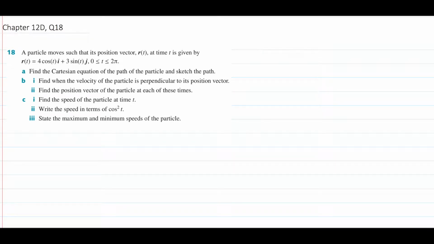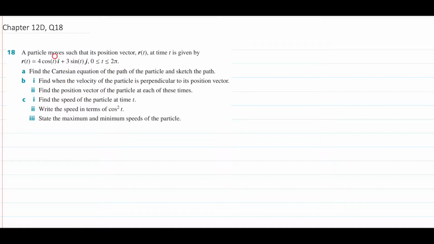Today we are doing question 18, one of the very last questions of chapter 12D. So it's your vector functions, vector calculus, and projectile motion question. The good thing about this question is part C, and that's what I want to cover. But let's just do part A and B first, and then we'll go into part C.